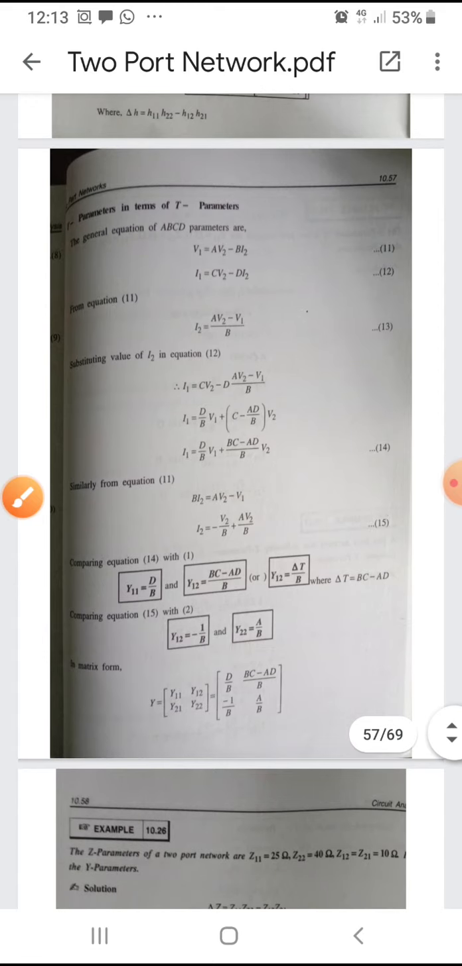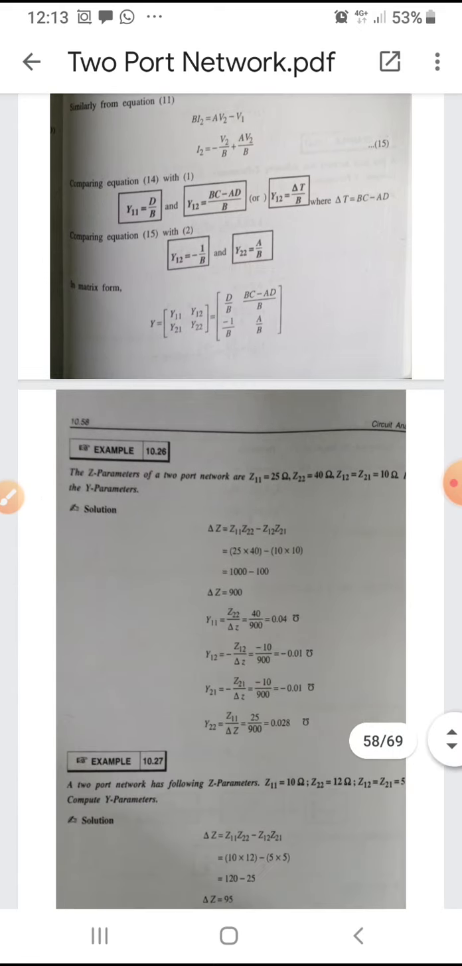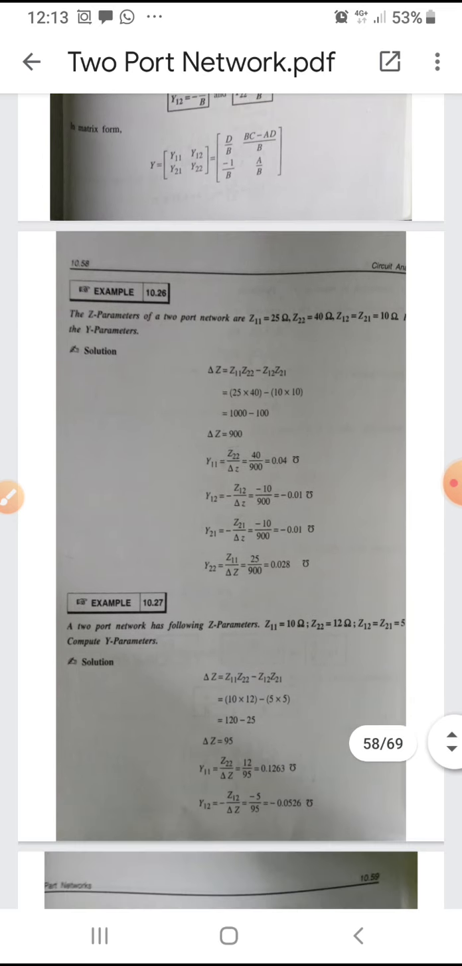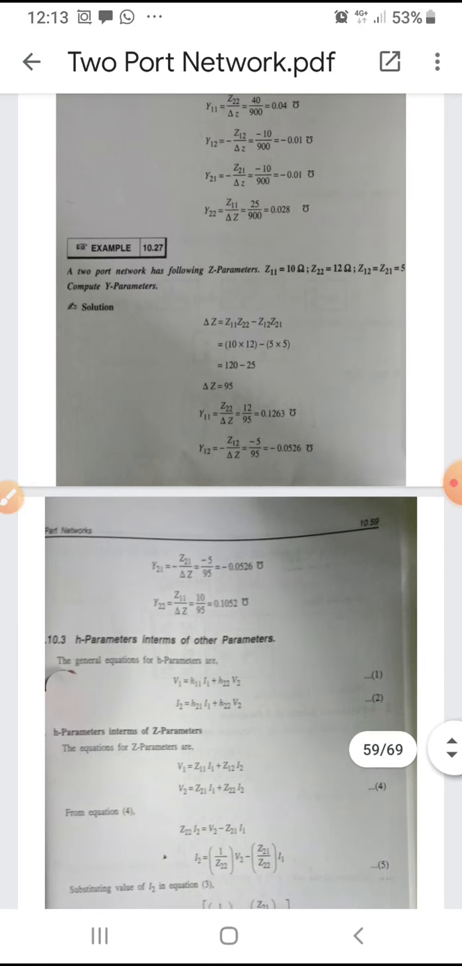Okay, so you got the value y12 is equal to minus 1 by B, y22 is equal to A by B. So now study all the formulas, and if you learn all the formulas you can do all the problems easily. Okay.